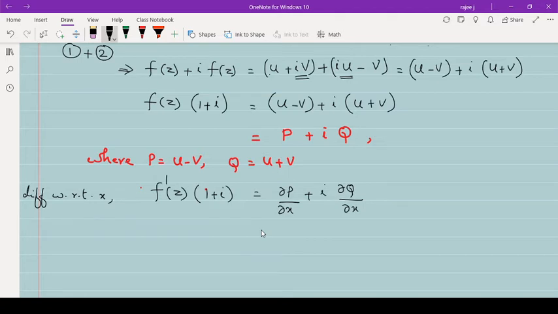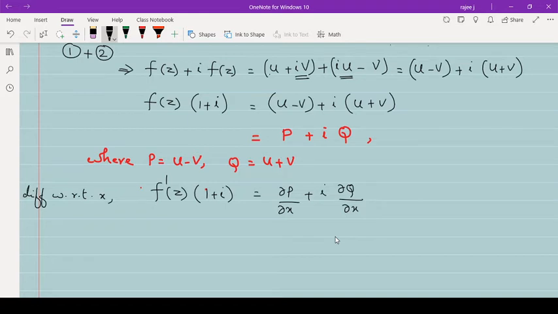So f dash z into (1 plus i), since 1 plus i is constant. The derivative of f(z) is f dash z, times the constant 1 plus i, equal to the right side, del p by del x plus i into del q by del x. You can do it with y also. So be careful: when you are doing it with x, you are doing it with x only, no y will come here. So this is del p by del x plus i into del q by del x.